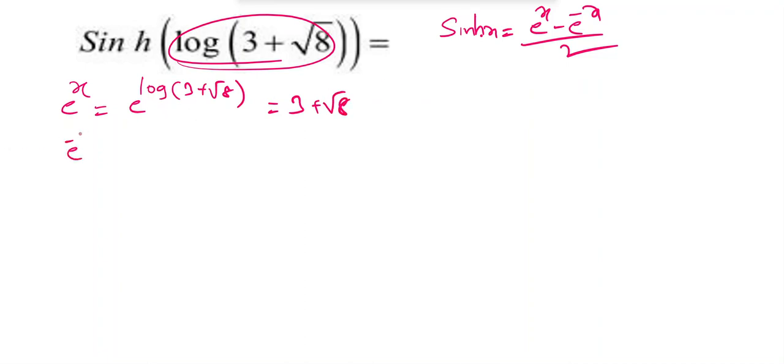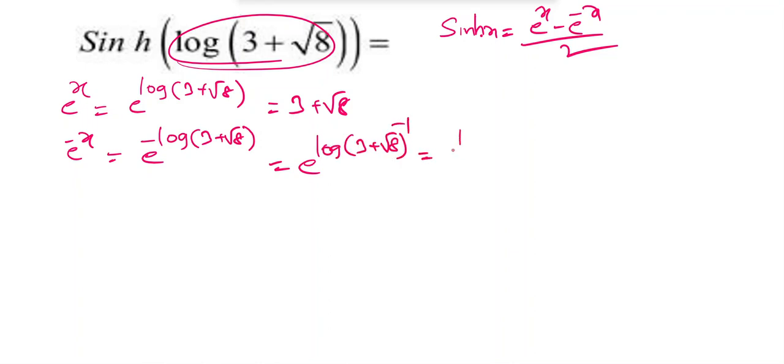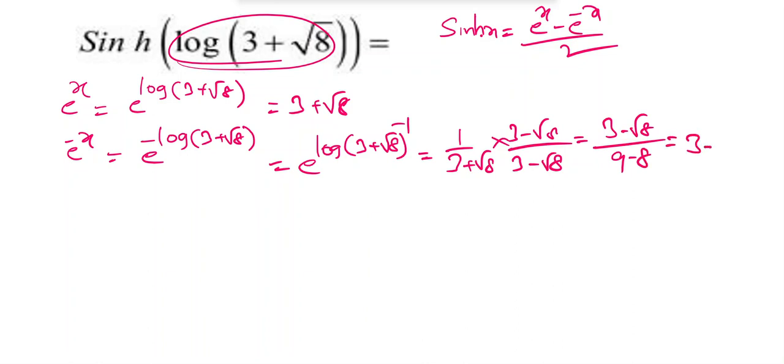Now we find e power minus x, that is equal to e power minus log of 3 plus root 8, that is equal to e to the power of log of 3 plus root 8 whole to the power of minus 1, that is equal to 1 by 3 plus root 8. Take rationalization, that is multiplying by 3 minus root 8 by 3 minus root 8, that is equal to 3 minus root 8 by 9 minus 8, that is equal to 3 minus root 8. This is the value of e power minus x.